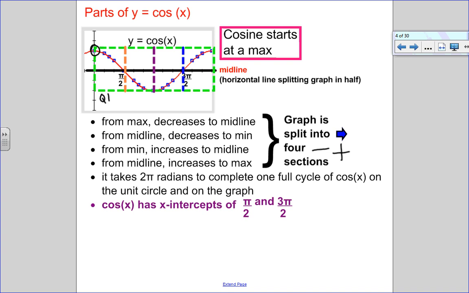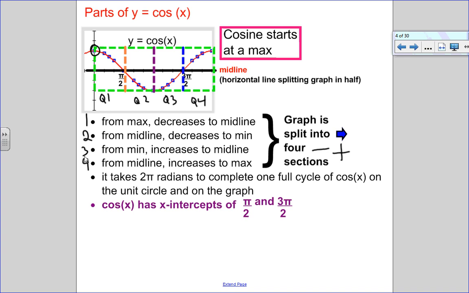In quadrant number 2 over here, you can see it goes from the midline to the minimum. In quadrant number 3, it goes from the minimum back up to the midline. And in quadrant number 4, it goes from the midline up to a maximum. So it takes 2 pi radians or 360 degrees to complete one full cycle.